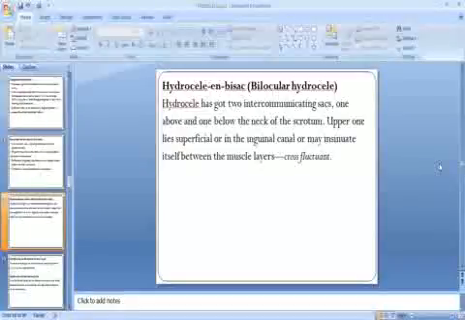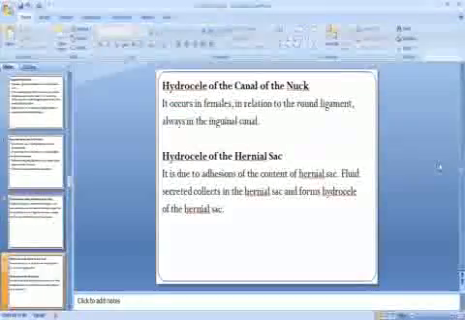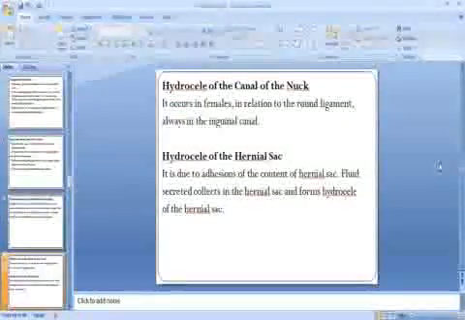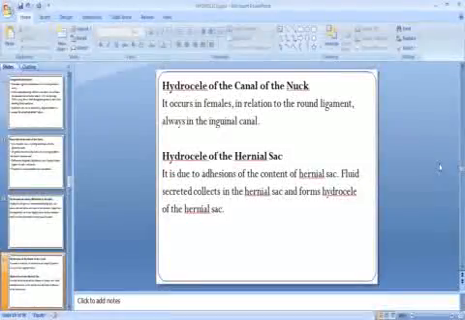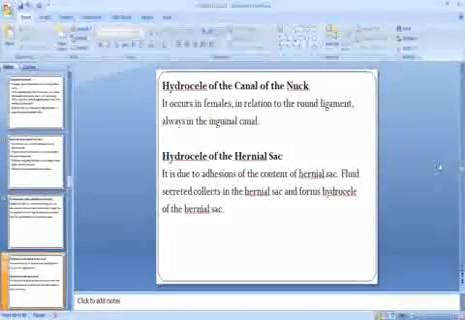There is a post-fluctuant sign. Hydrocele of the canal of Nuck occurs in females in relation to the inguinal ligament, always in the inguinal ligament.